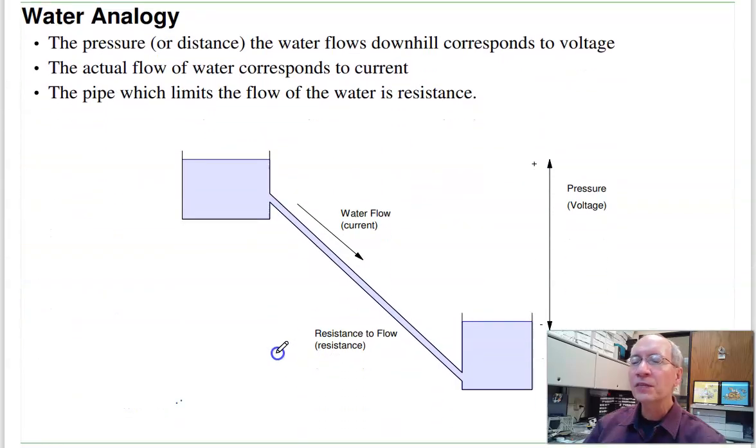An analogy that's often used is water. If I have 2 tanks of water, water flows from the high tank to the low tank. The difference in height is the head pressure. That's analogous to voltage. The flow of water is analogous to current, and the resistance to water flow, the thickness of the pipe, is resistance.